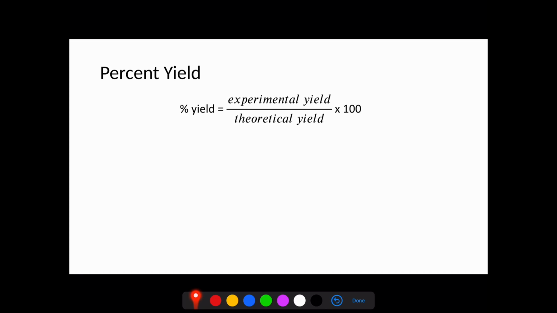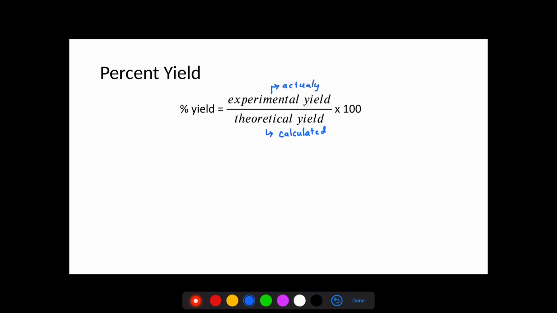Percent yield is experimental yield over theoretical yield, this fraction times 100. So what is theoretical yield? Theoretical yield is basically what you calculated using stoichiometric ratio. So you can call this the calculated value of how much product you produced, okay? Experimental yield, on the other hand, is what you actually produced in the lab.